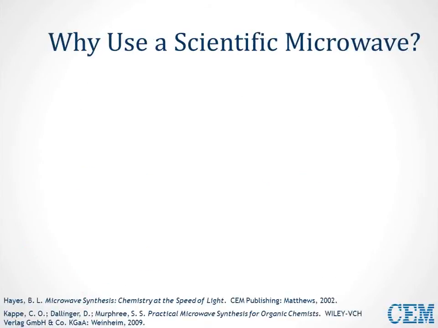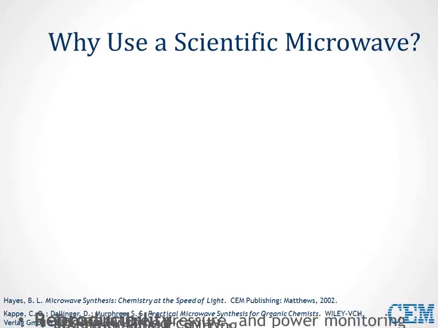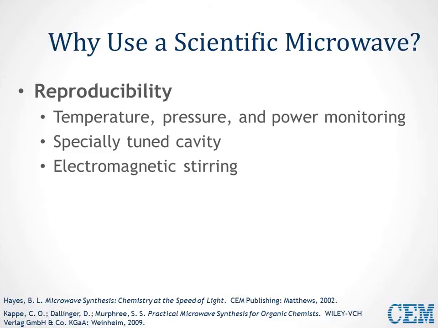All right, so you might be wondering to yourself, okay, well, this is great. Microwaves heat things up fast. They make reactions happen quickly, with higher purity, lower side products, things like that. But you might want to know, well, why would I want to use a scientific microwave system when I could go down the road and get something for much less money? There's a couple of really important reasons, the first of which is reproducibility.